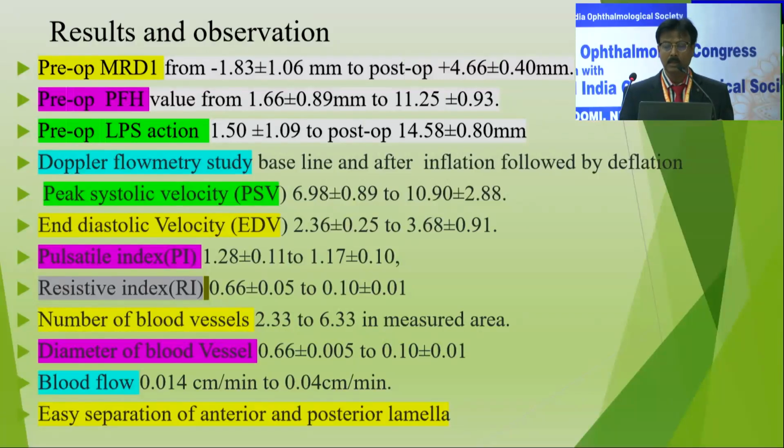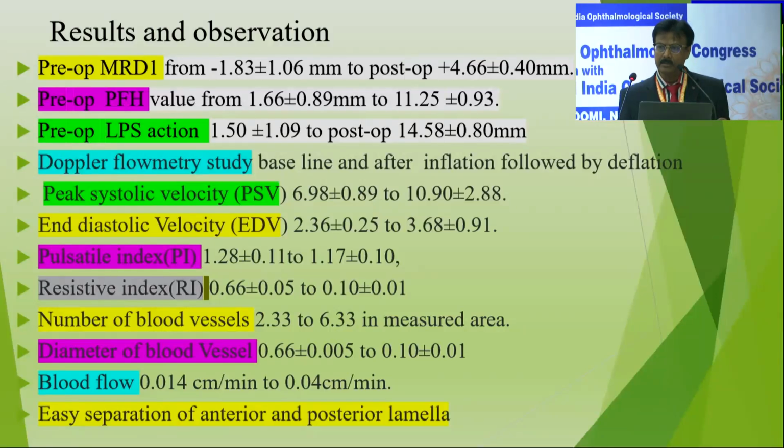How will you calculate? Peak systolic velocity minus end diastolic velocity divided by mean velocity gives the resistive index. That will help show how much the blood flow in the local tissue and how much the velocity of the blood flow increases, and also the number of blood vessels which is increased in that area. In a baseline Doppler flowmetry, after deflation, again the Doppler flowmetry is done to detect the number of vessels.